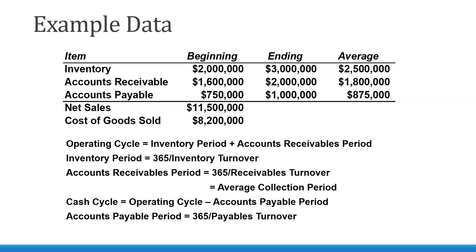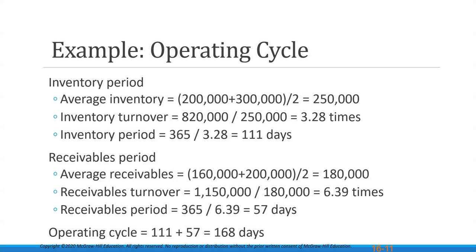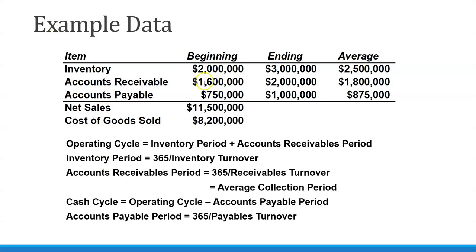So we're going to calculate the operating cycle, which first we need to calculate the inventory period and the accounts receivable period, and then we can look at the cash cycle. So we're going to look at the information here. So our average inventory is beginning inventory plus ending inventory divided by 2 gives us our average.